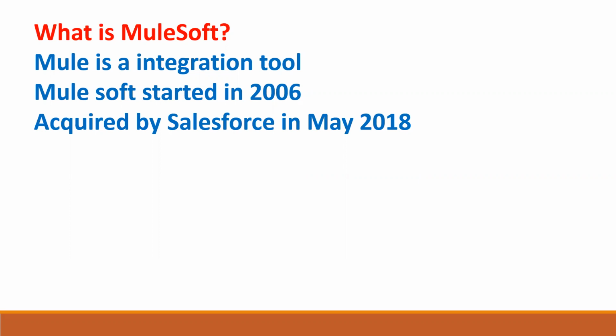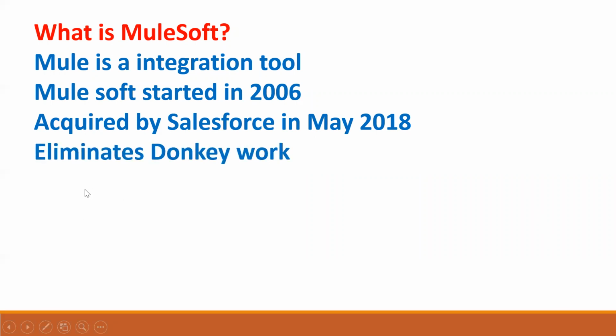So we handle our work in a soft or smooth manner. That's why they named it MuleSoft. Even complex transformations, we can do in a soft way. Clear? Clear or not? Yes, yes, clear. Next, here we are going to eliminate the donkey work, and that's why we call it MuleSoft.